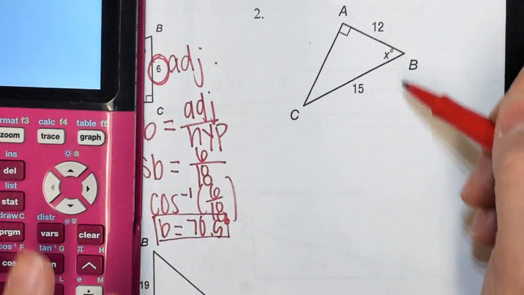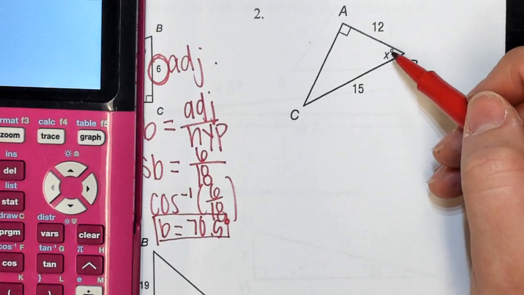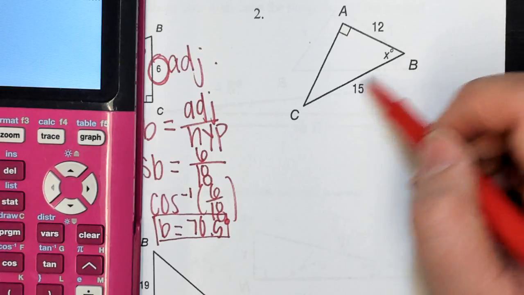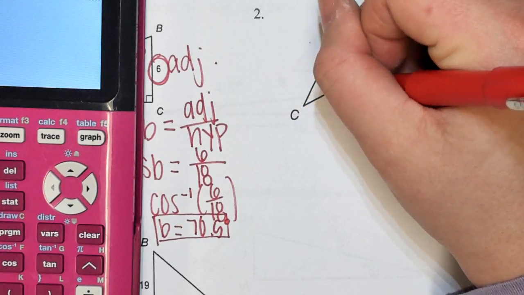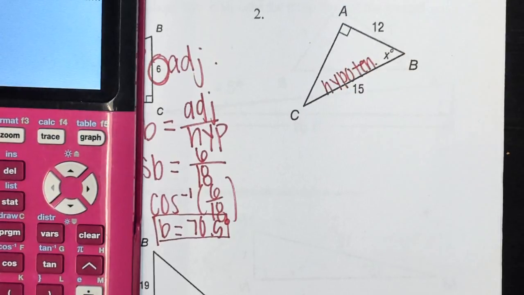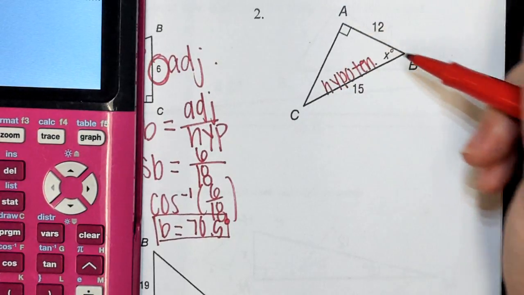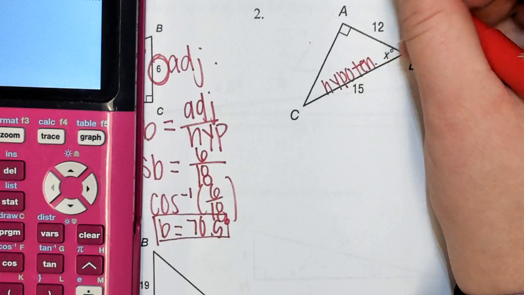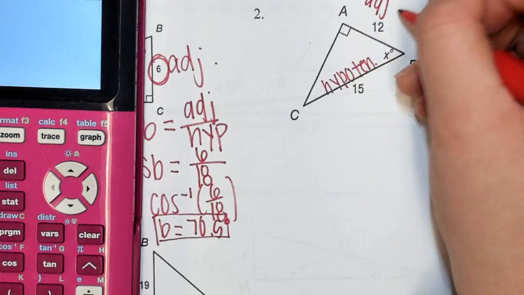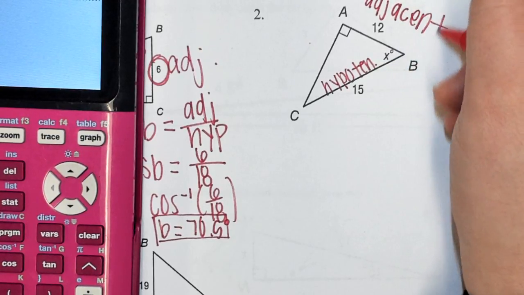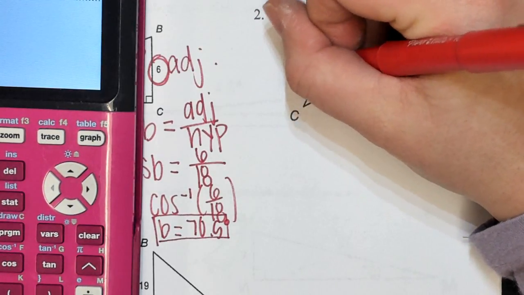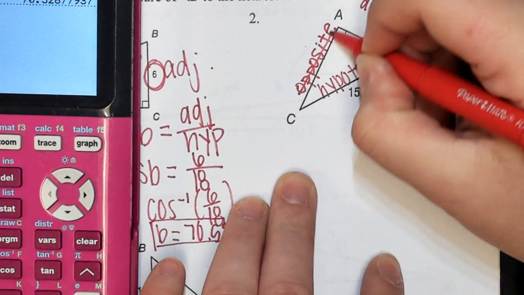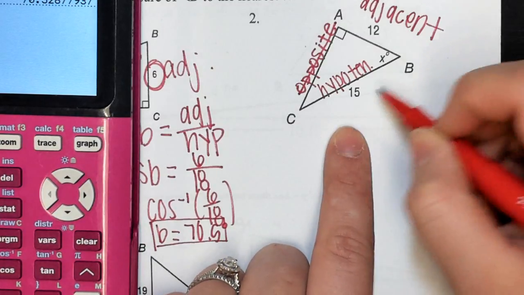I'm still finding B, which in this case they've labeled as X. So let's find out what we know. What is this leg considered to be? Hypotenuse. This is hypotenuse because it's the longest side. And then the one that is touching it but is not hypotenuse is adjacent. That's all right. This is the trickiest part. Adjacent. And then this over here, which we don't need, but I want you to know, would be opposite. I'm going to cross that out because we don't need it.